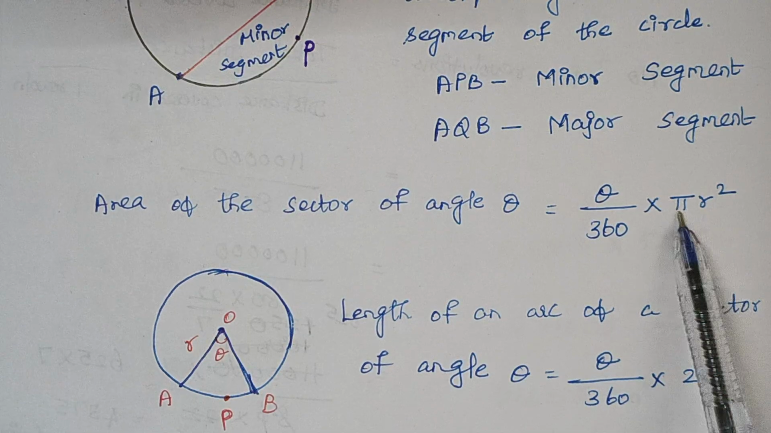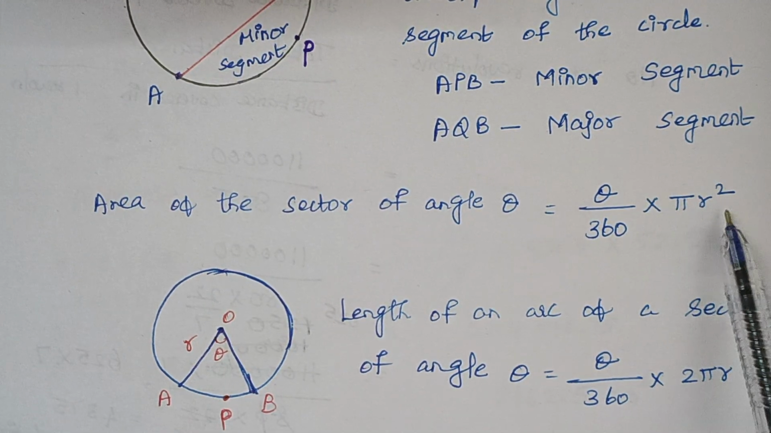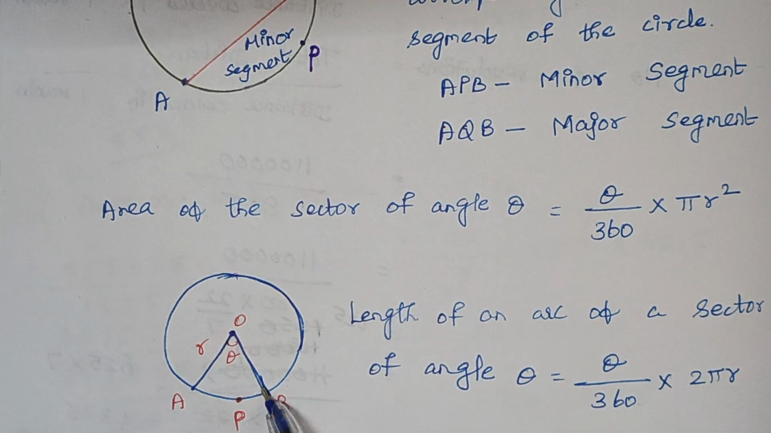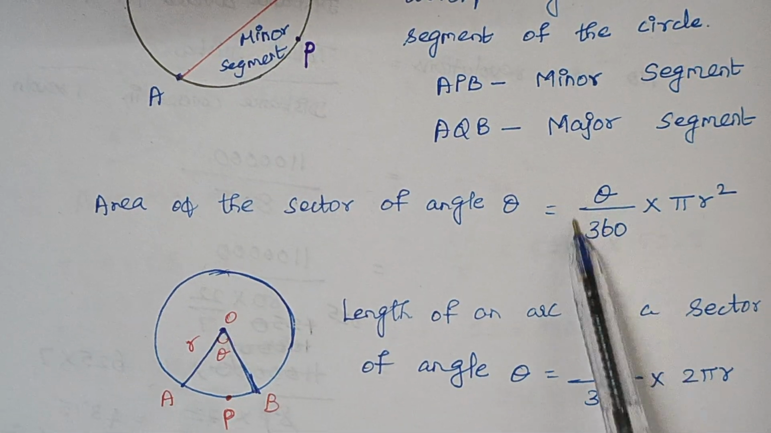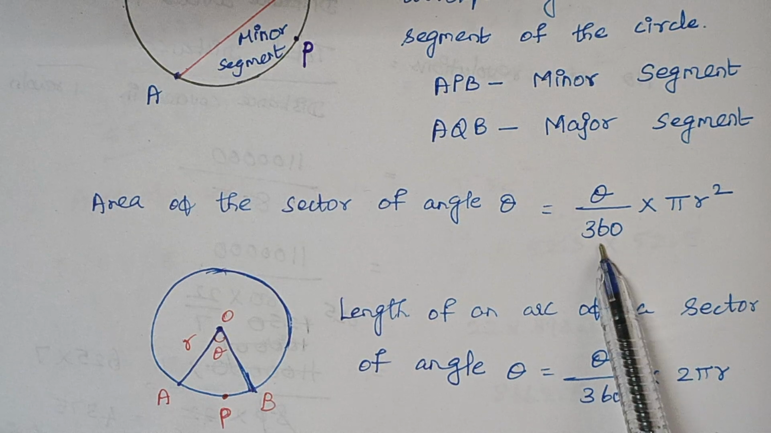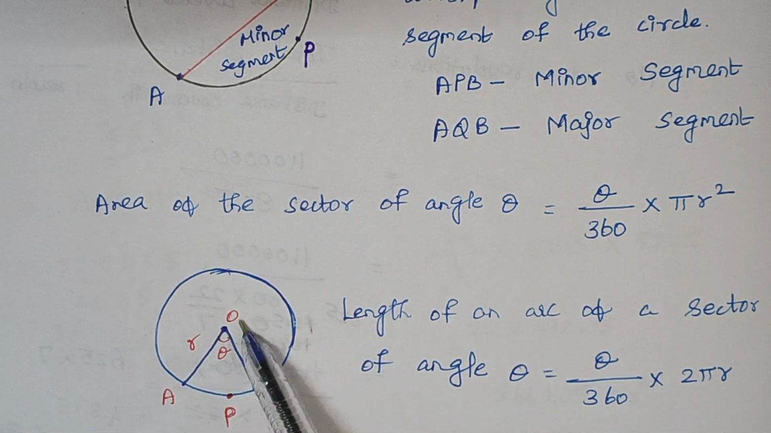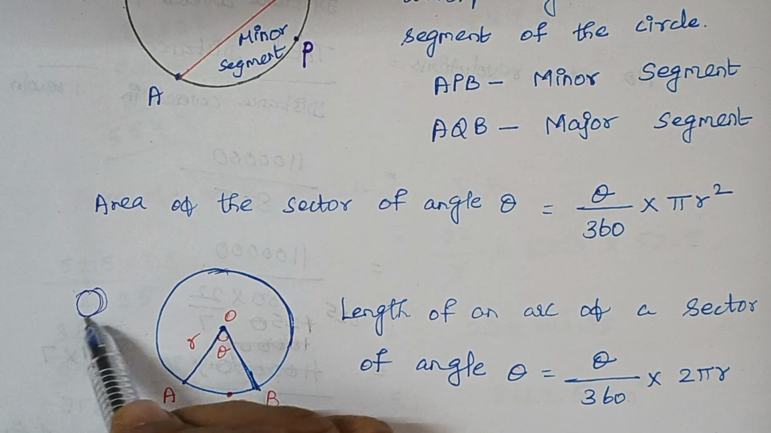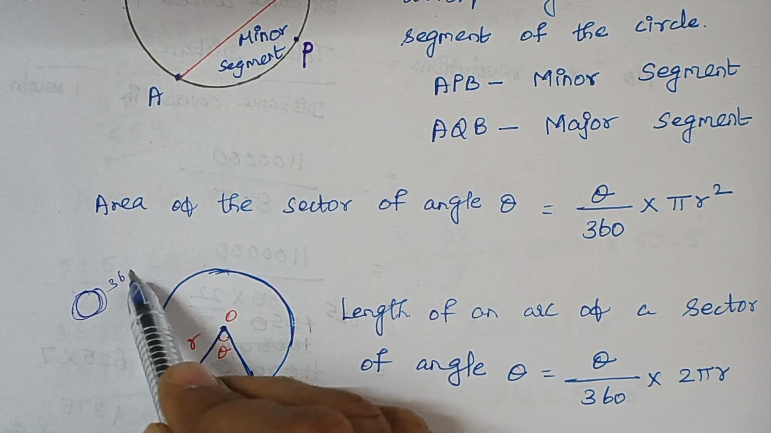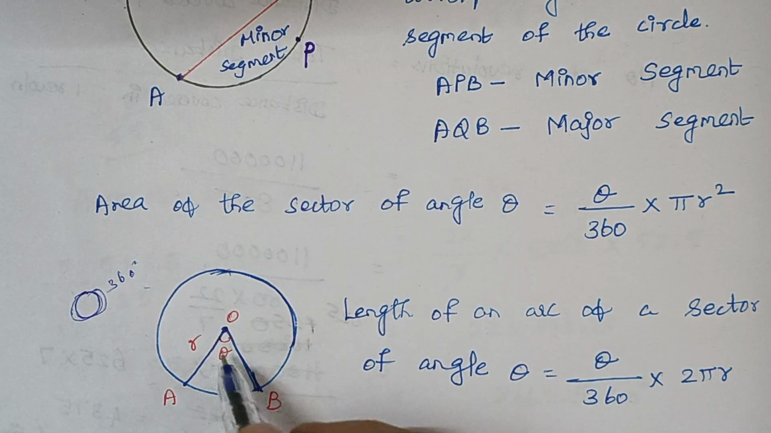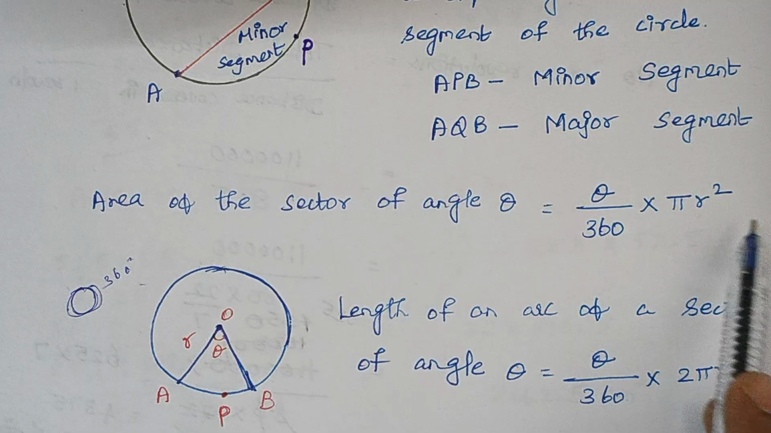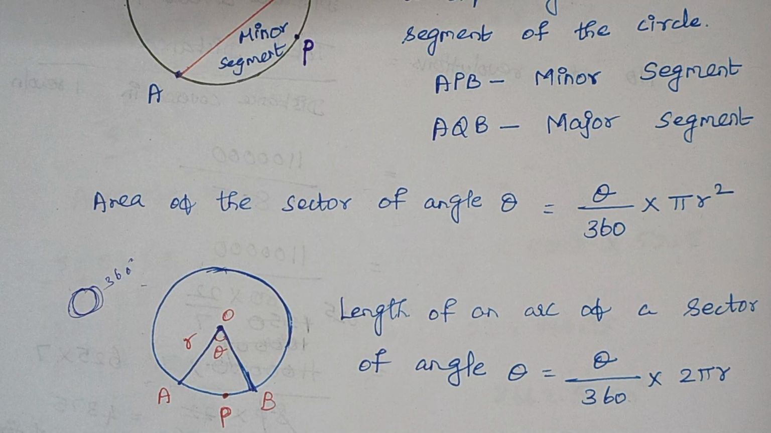So pi r square is nothing but the area of the circle. In that area of the circle, we need this specific part. So here we are including theta by 360, because the entire circle, that is a closed path, covers an angle of 360 degrees. In this 360 degrees, I want this theta. So theta by 360 into pi r square. This is the area of the sector.